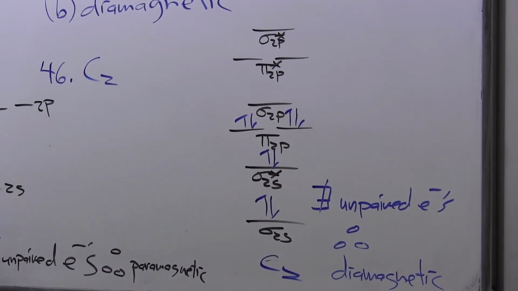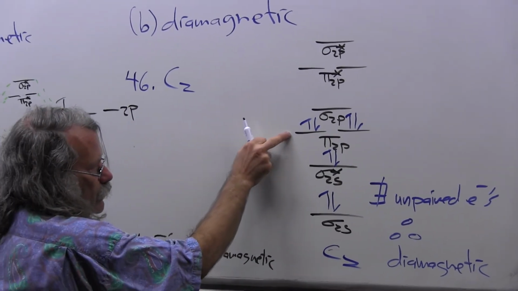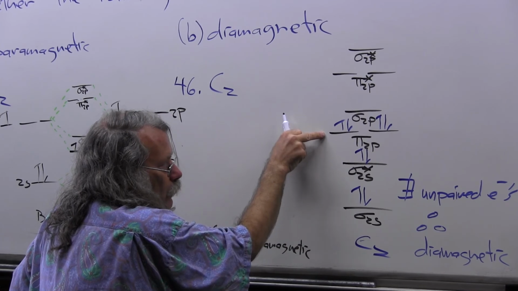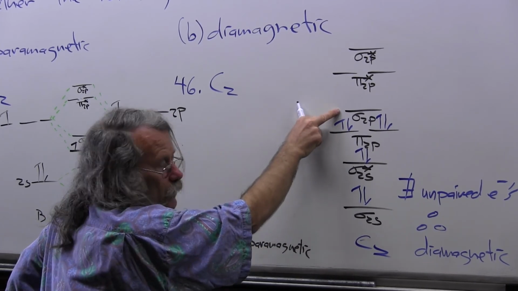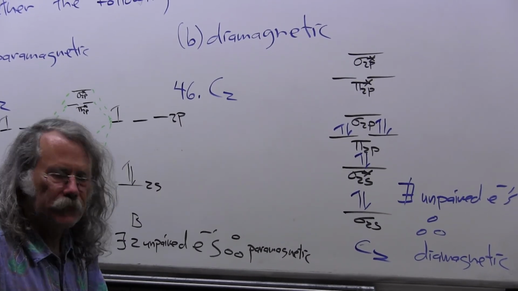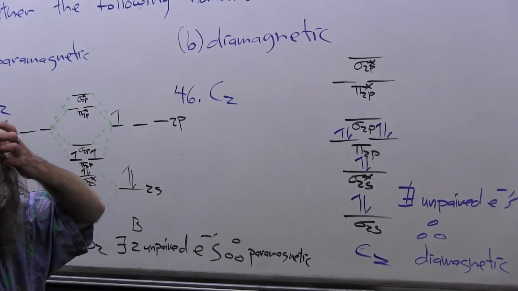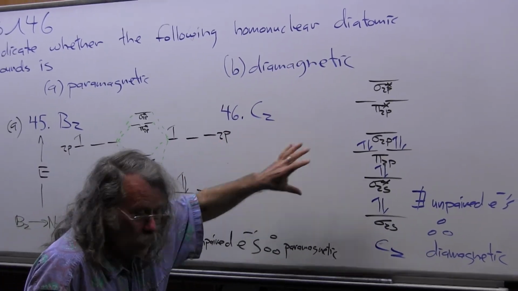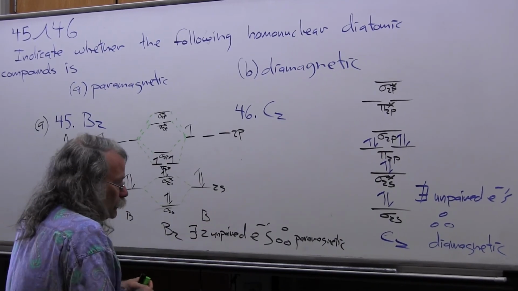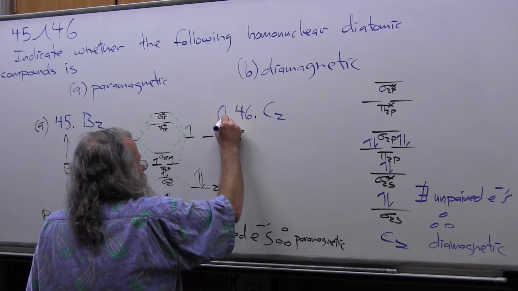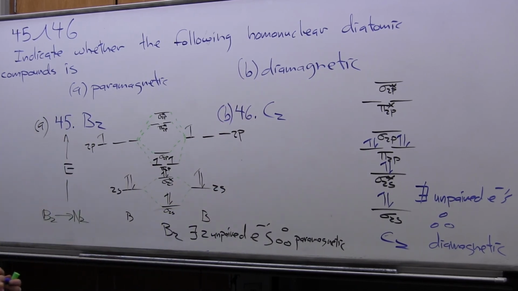That is because of the fact that the pi orbitals are lower in energy than the sigma 2p orbitals. And this is an experimental fact that can be confirmed with a technique known as photoelectron spectroscopy. This ordering of orbitals is experimentally observed. So the answer for 46 is B. And that answers that question.